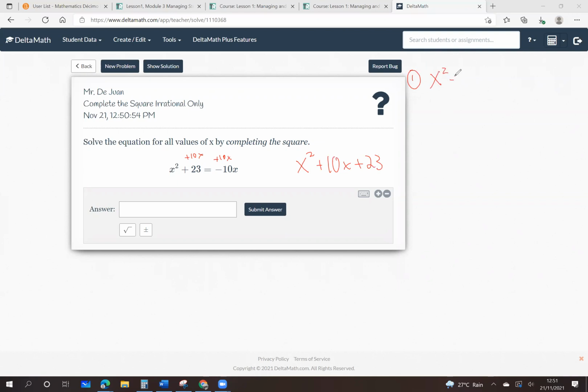X squared plus 10x is equal to, well, if this was equal to y, we're going to subtract 23 on both sides. Move the c term to the other side, negative 23. All right. Now, let's take a look at step number 2. Step number 2 is adding b over 2 squared to both sides, which is negative 10 divided by 2.